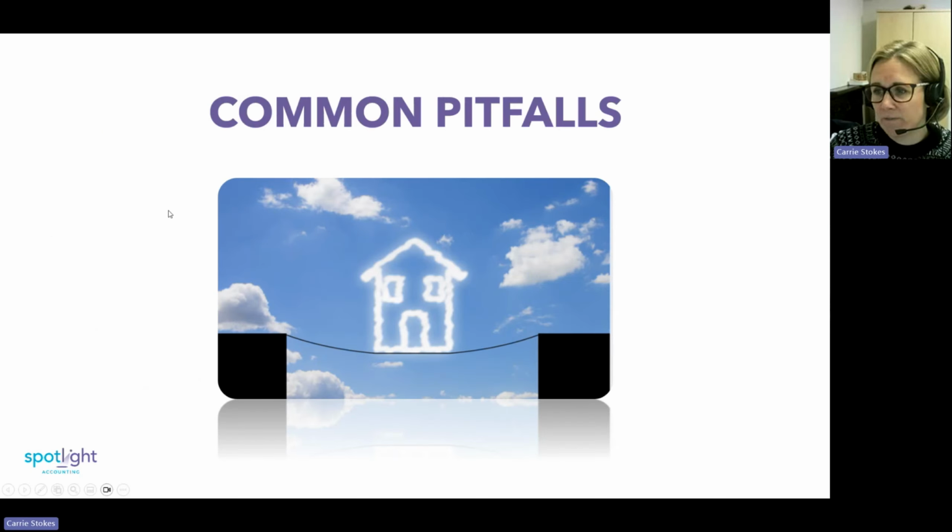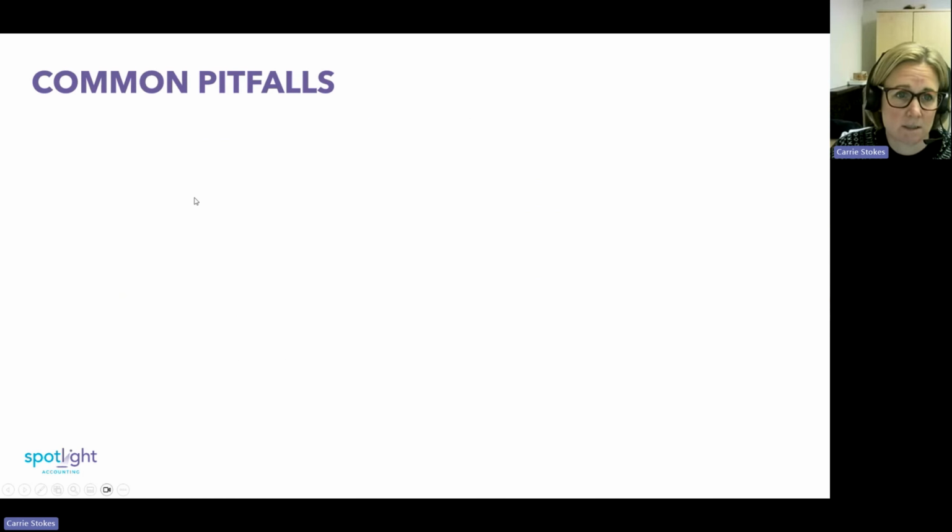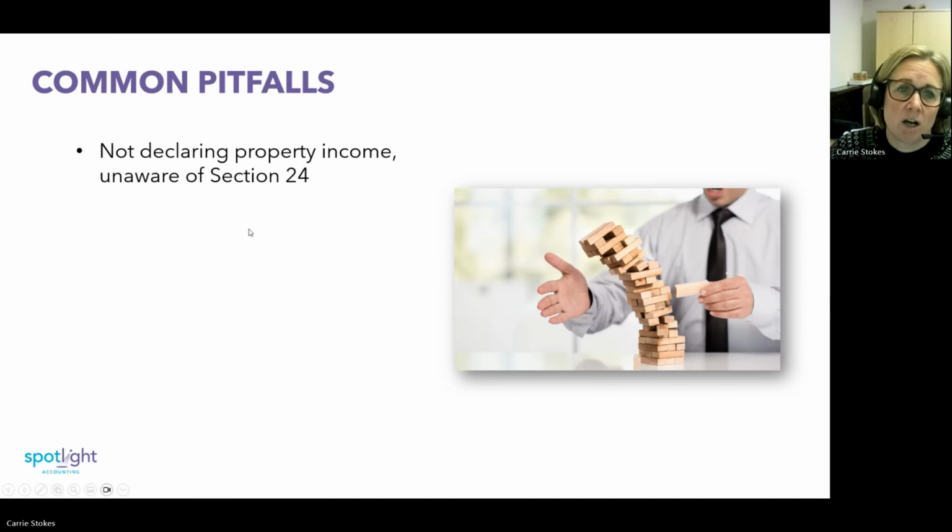So what are the common pitfalls? These are common misunderstandings that we come across when dealing with landlord clients. Firstly, not declaring property income because they're unaware of Section 24. So you may rent out a property for £6,000 and have mortgage interest of £6,000, and you think you don't have to declare that or make a tax return to HMRC. Unfortunately, because mortgage interest is treated as a tax credit, you do have to complete a tax return and declare it to HMRC.